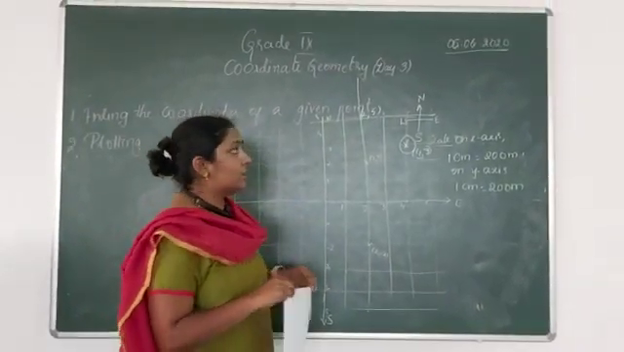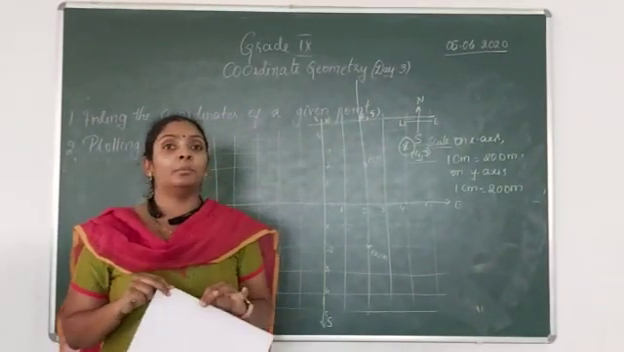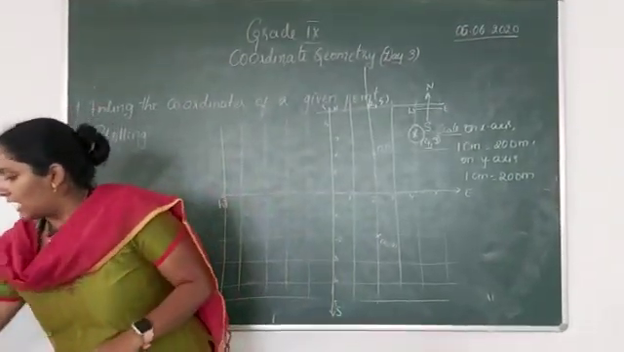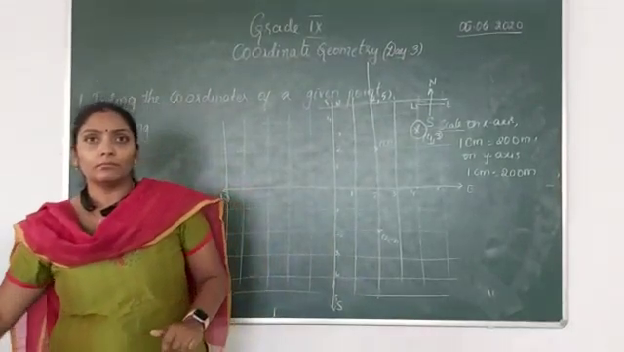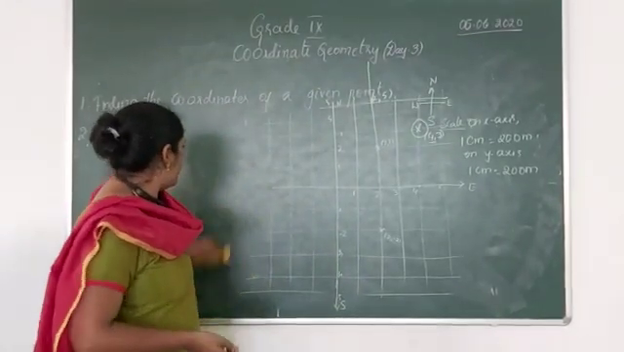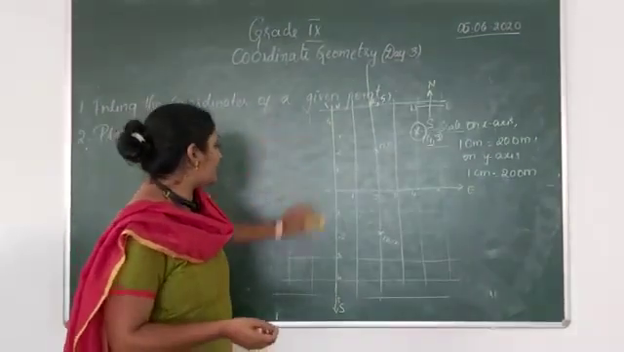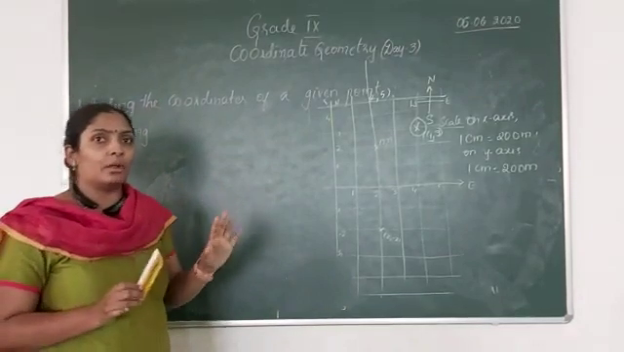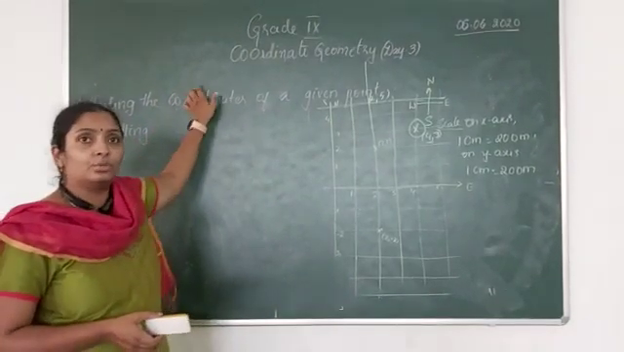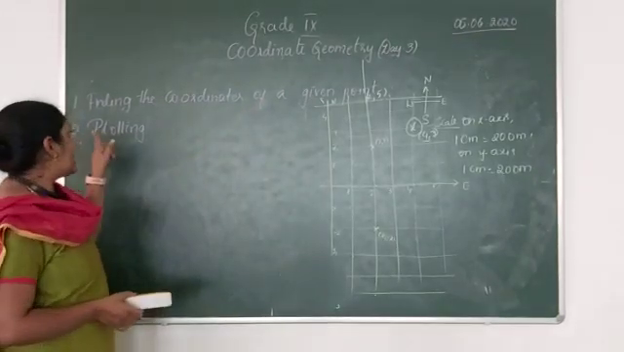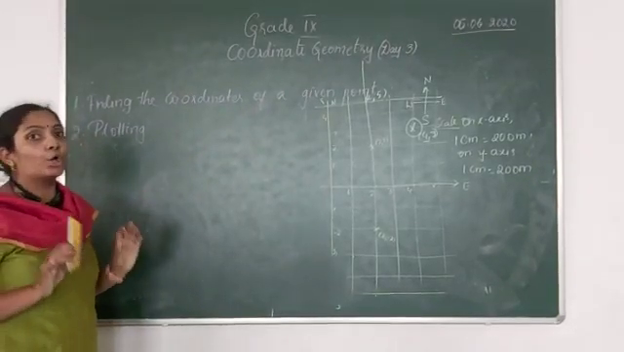So this is it for the first activity of your portfolio, right? Later after this, we'll take one problem from exercise 3.2 and we will try to solve it, and we will take multiple examples to understand both these things: finding the coordinates of a given point as well as plotting of any given coordinates, right?